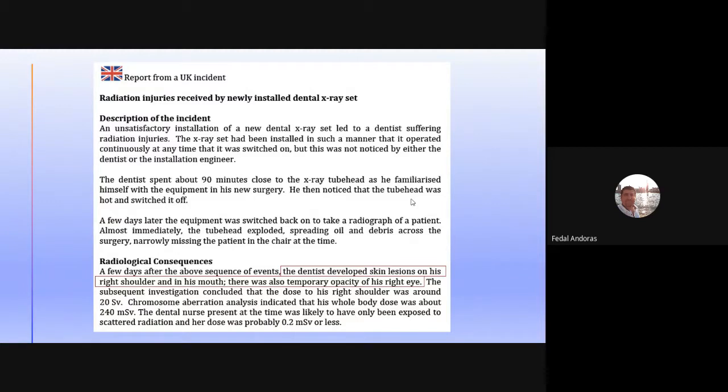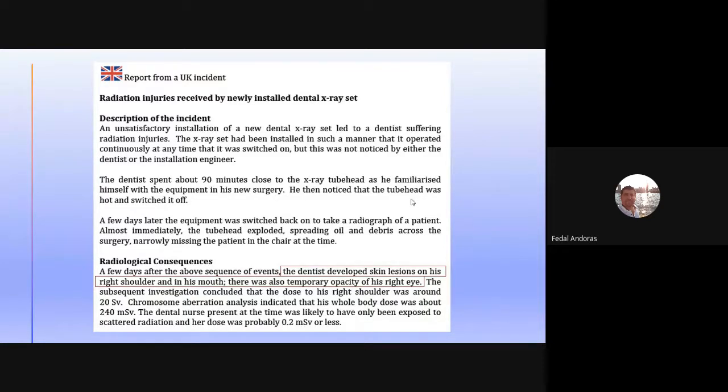راح نجي على هاي الوحدات. What we mean by sievert, what we mean by millisievert. 20 sievert. Chromosome aberration analysis indicated that his whole body dose was about 240 millisievert.